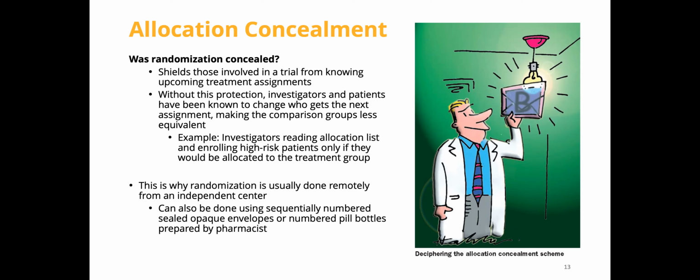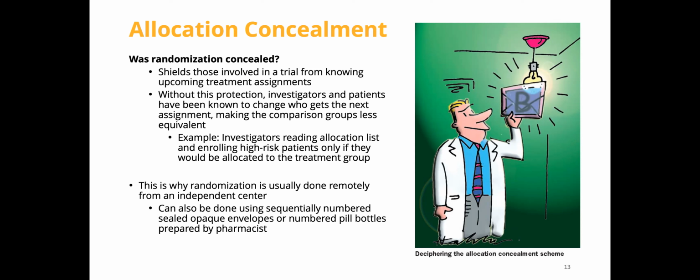So if a clinician's part of a trial, they shouldn't know whether the next patient is going to be part of the intervention group or the control group if allocation is concealed. If allocation concealment does not occur, investigators and patients can then change who gets the next treatment assignment, which makes comparison groups less equivalent. So it ruins the balancing effect of randomization with respect to making the intervention and control groups equal in patient characteristics.